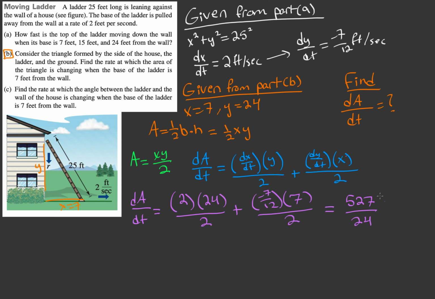And this gives us an answer of 527 over 24. For area, that's basically feet squared per second. So the area this is describing is this area right here. So when x equals 7 and y equals 24, the area is changing at 527 over 24 feet squared per second. And if you notice, this is a positive number, which means that the area is actually increasing as x is being pulled away. So that is how you do part B.